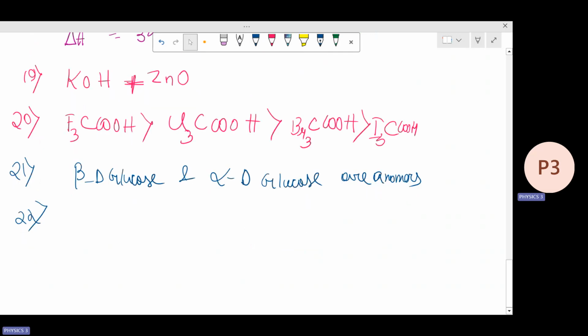Question number 22. They're asking which of the disaccharide units consists only of glucose units. Maltose is the one which consists only of glucose units.